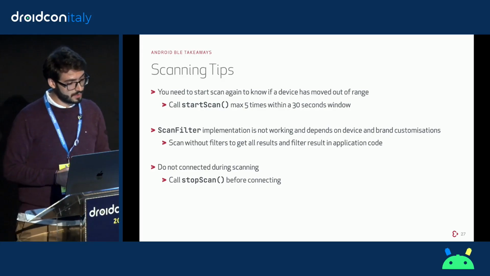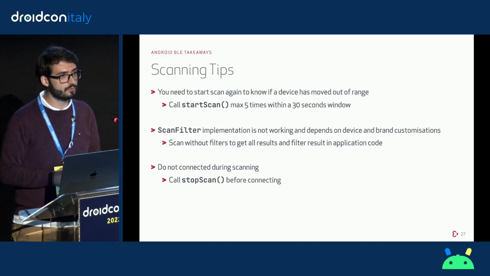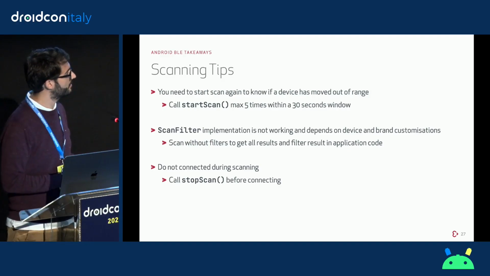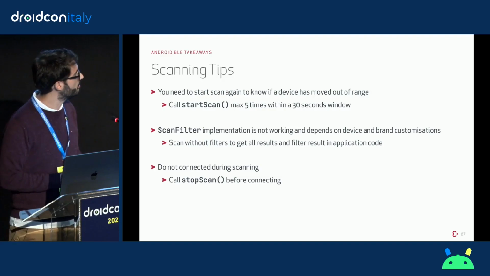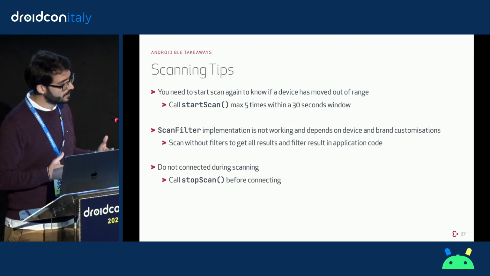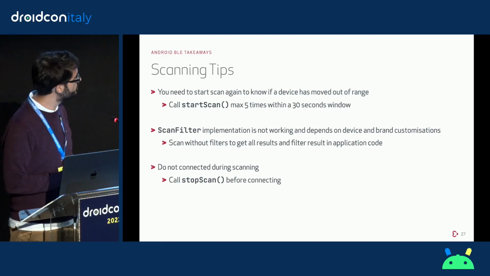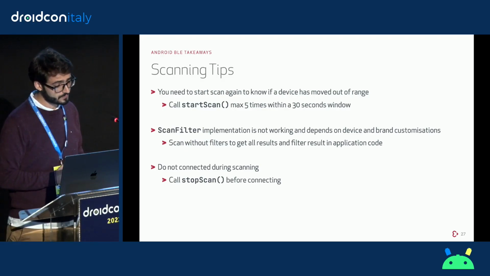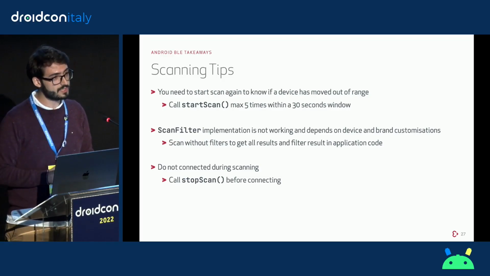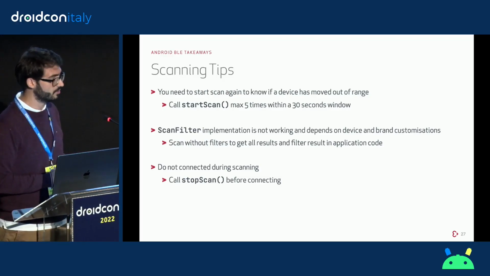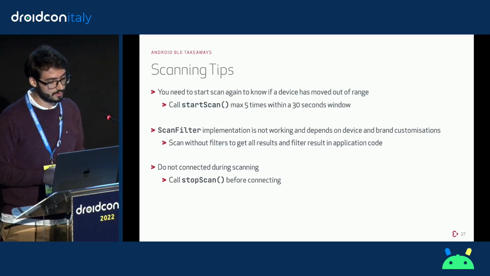Another important thing to remember is that, for example, if you do a long scan and you find the device at the beginning of that scan, the device could not be available anymore at the end. So in order to be sure that it's still available, it's better to do shorter scans. But at the same time, you need to find the right balance, because Android has this important limitation that you can't start the scan more than 5 times in 30 seconds.